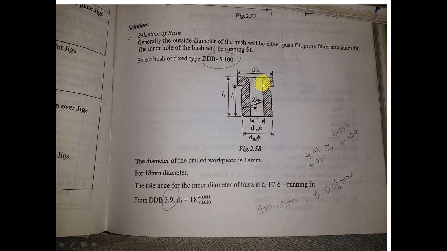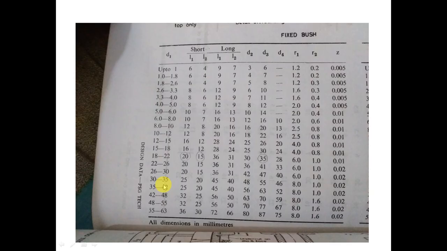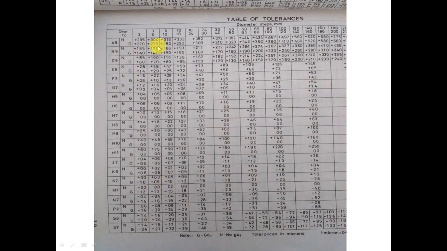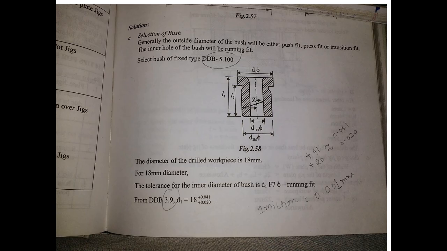So we know we are going to drill a hole of 18 mm diameter. So for 18 mm diameter, what is the value of the tolerance? Go here. This is 3 to 6, 6 to 10, 10 to 18. So for 18, what is the value of D1 F7? It is plus 41 and plus 20. So this represents the tolerance. We have to multiply this by 0.001 because 1 micron is equal to 0.001 mm. Thus you will be able to get the value of D1 F7.